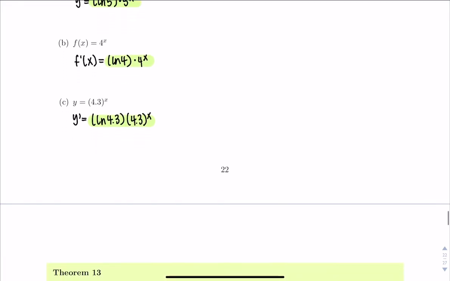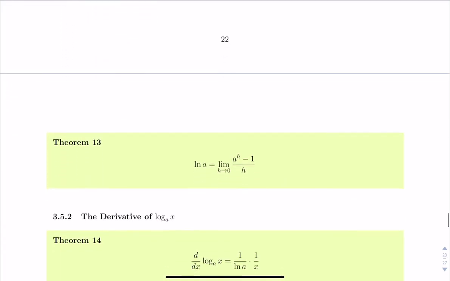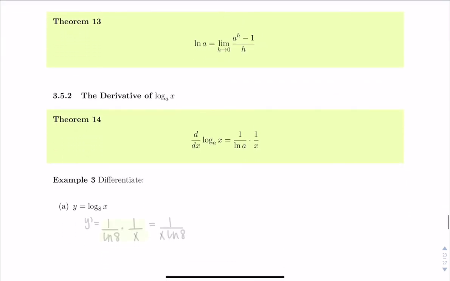Theorem 13 says that the natural log of a is just the limit as h approaches 0 of a to the h minus 1 all over h. The derivative of log base a of x is 1 over the natural log of a times 1 over x. So you're taking the natural log of the base of the log and putting it in the denominator, and then you're taking 1 over the bigger number in your logarithm.